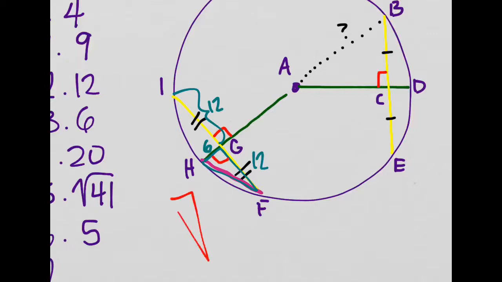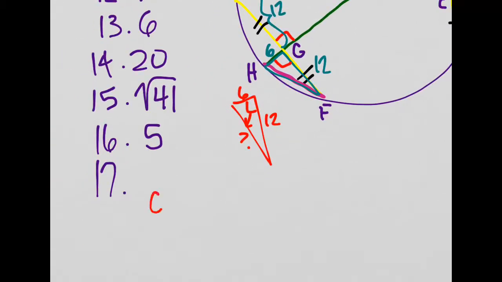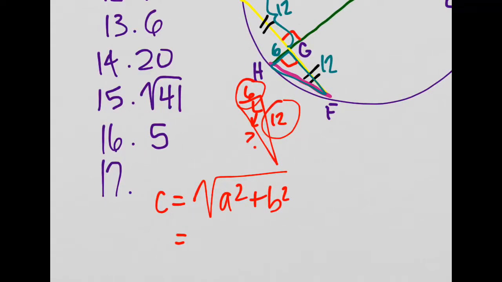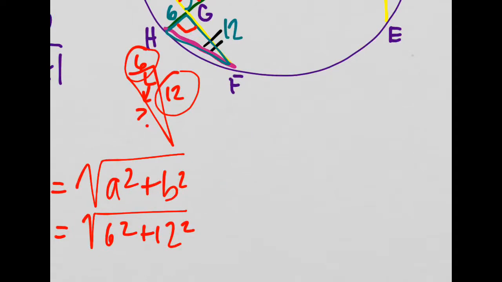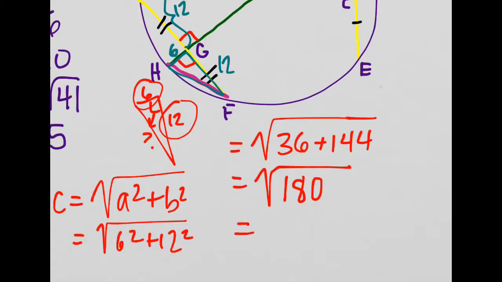So now I've got this tall, skinny little triangle here with that 6 and 12, and I'm looking for this side length. It's across from the right angle, so it is the hypotenuse. So I'm going to use the Pythagorean theorem again. C is equal to the square root of A squared plus B squared, where A and B are 6 and 12. So I'm going to take the square root of 6 squared plus 12 squared. So the square root of 36 plus 144 gives me the square root of 180.